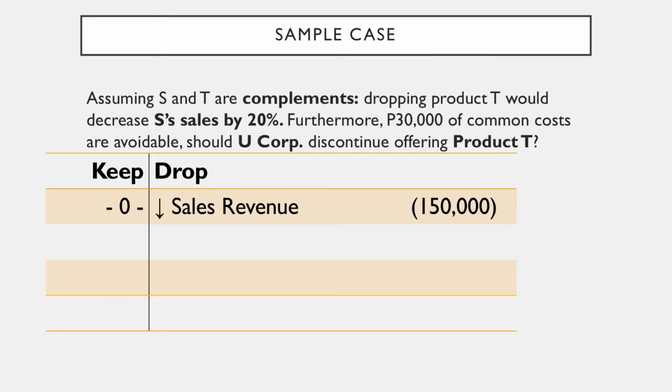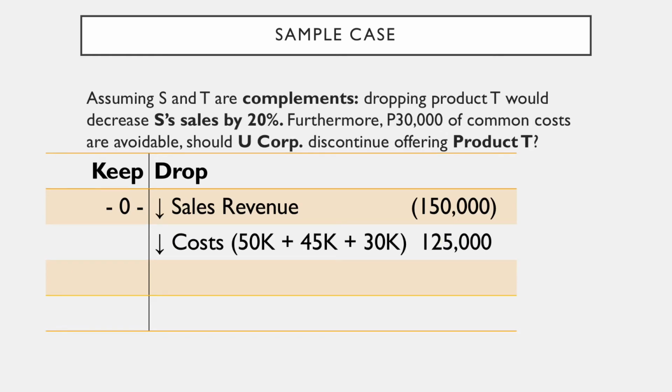If we are going to drop product T, the sales revenue will go down by 150,000 pesos. As for the avoidable costs, on top of the variable costs and direct fixed costs, in this scenario, 30,000 pesos of the common costs are now avoidable, bringing the total avoidable cost to 125,000 pesos.